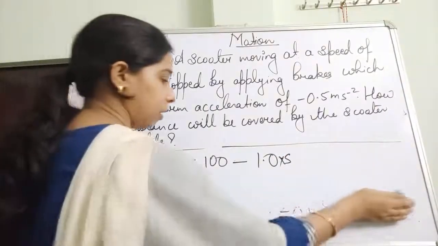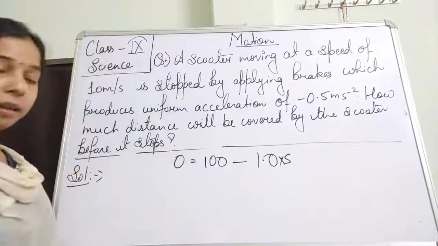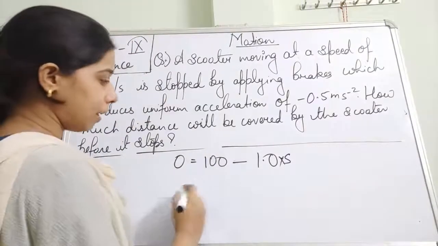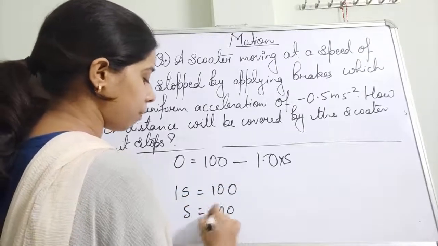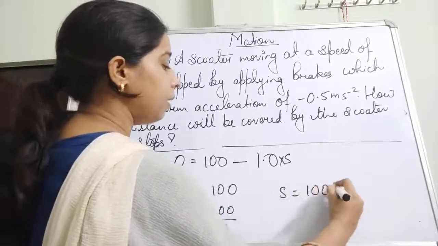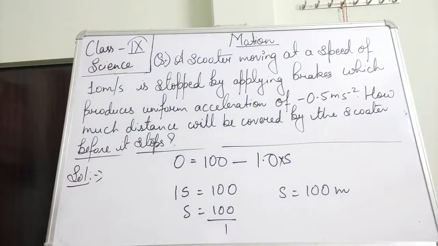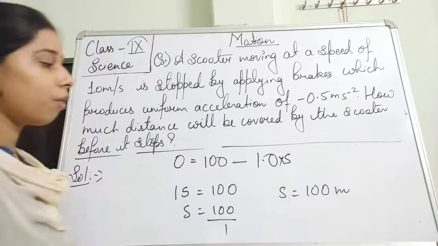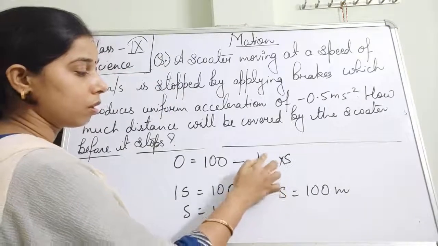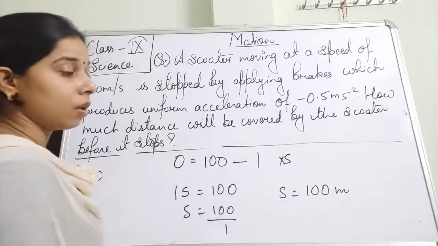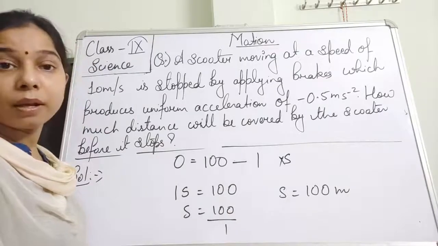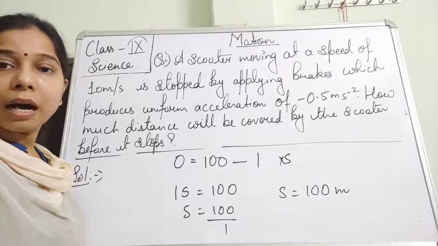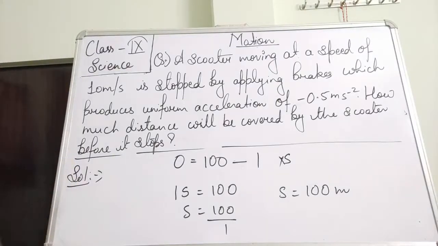Now again, we can simplify it. This time this comes to this side and it will become 1S is equals to 100, or S is equals to 100 upon 1, or S is equals to 100 meter. Because 1.0 is one only, students, that's why 1S. So the distance which the scooter will cover before it stops will be 100 meters. It will cover 100 meters and then it will stop. So this is one question.